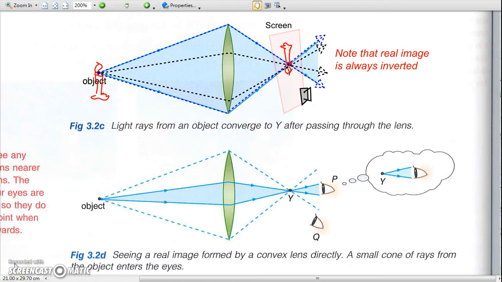A real image on the screen allows observers from almost all directions to see the image. Without a screen, the observer must be within a certain angle where there are reflected light rays to see the image.